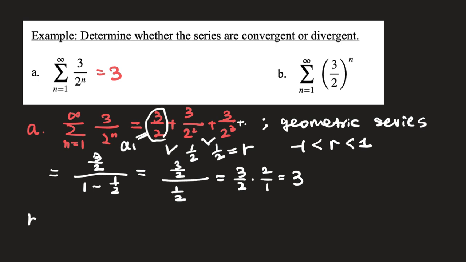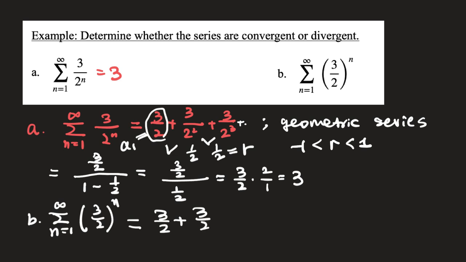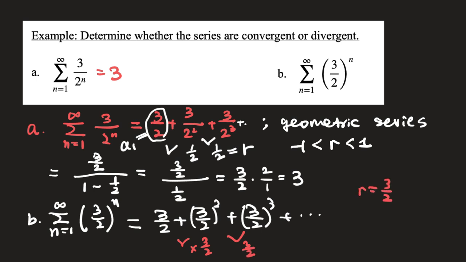The next one is going to be B. Same thing. I think you notice this is a geometric series because of something to the power n. Just in case you cannot recognize it as a geometric series, you expand it: 3 over 2, (3/2) squared, (3/2) cubed, like that. What is R going to be? Each time you multiply by 3 over 2. R is 3 over 2. This is definitely greater than 1, so this one diverges.